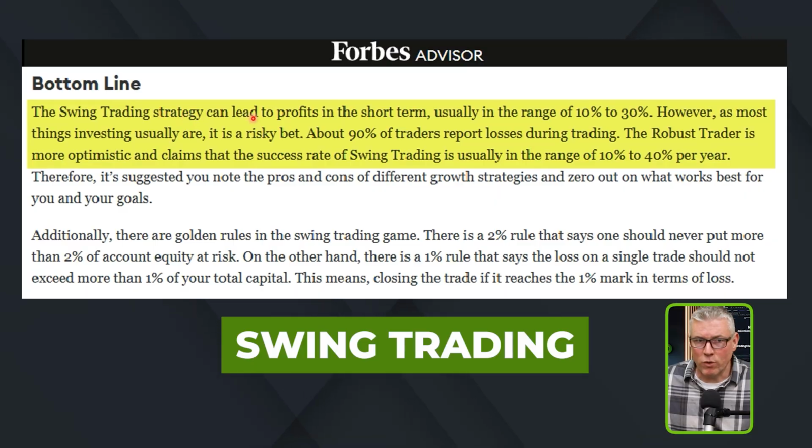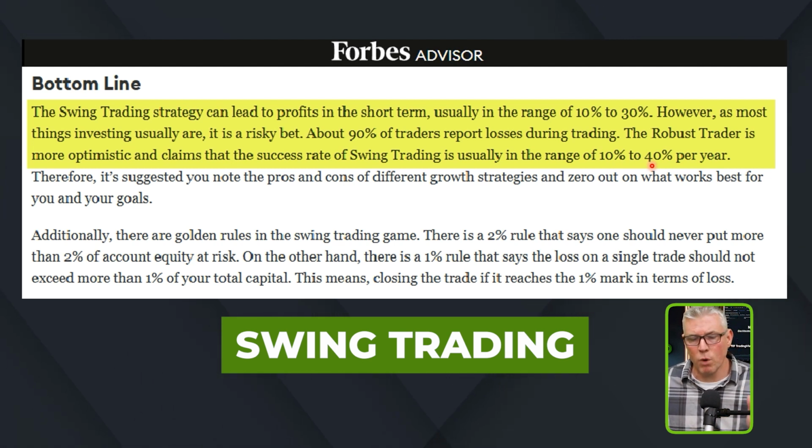Swing trading strategies can lead to profits in the short term, usually in the range of 10 to 30%. I wanted to kind of highlight that. But 90% of traders report losses during trading. A robust trader is more optimistic and claims that the success rate of swing trades is usually in the range of 10 to 40%. That means that only 10 to 40% of swing traders are successful.